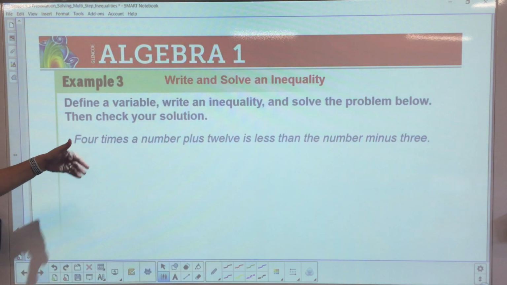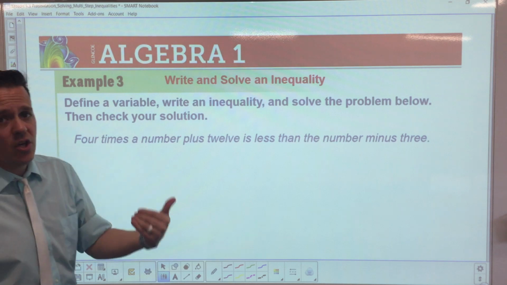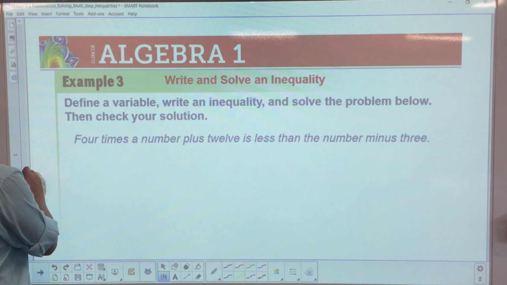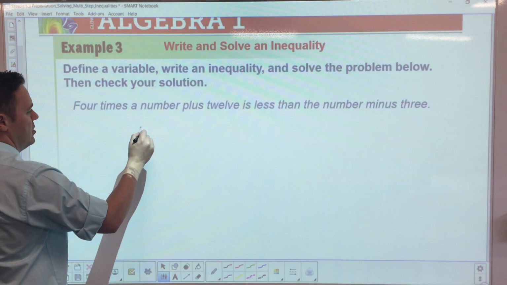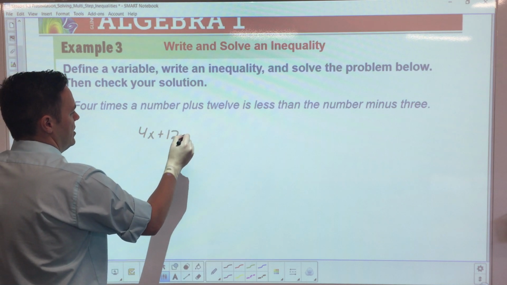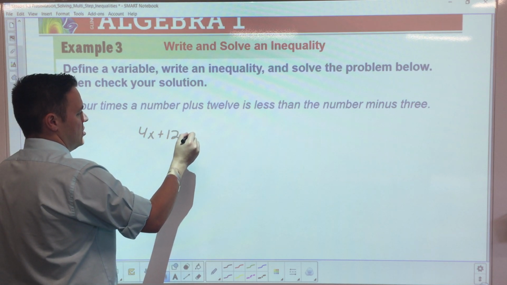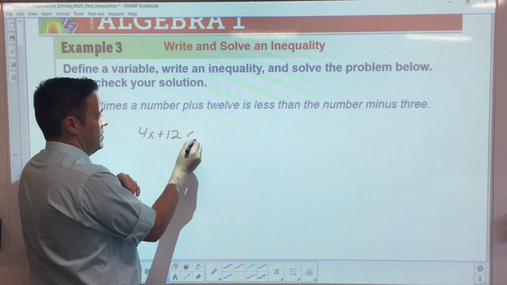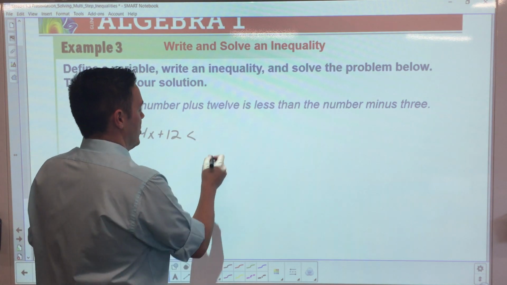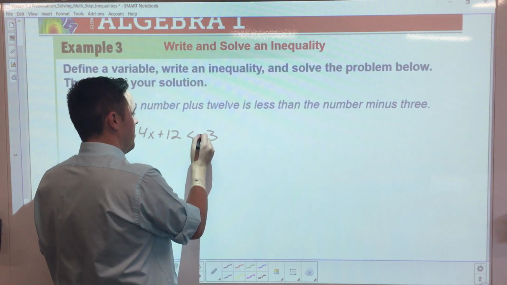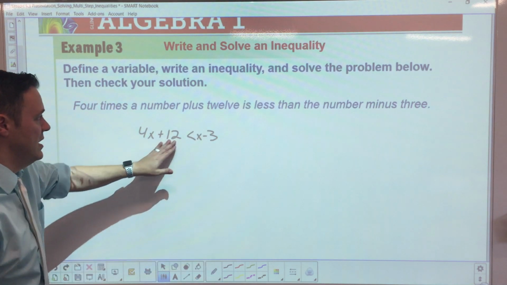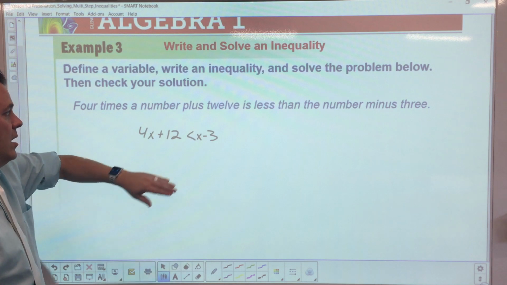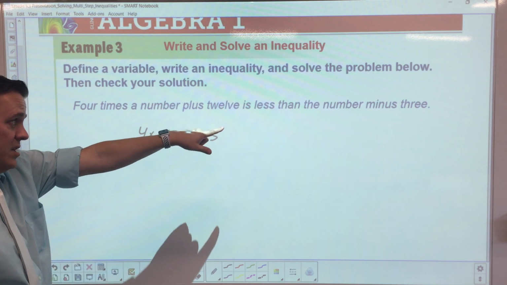All right, next, define a variable, write it, and then solve it based on a written word. All right, 4 times a number plus 12 is less than. So less than is, oh, I'm going to get this wrong. I know it. It's this way. Less than a number -3. Okay, so less than x. The less than x minus 3, number -3.